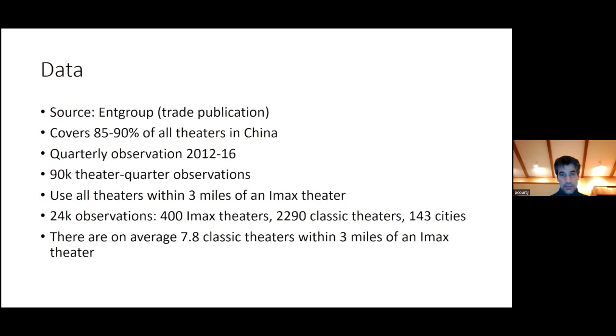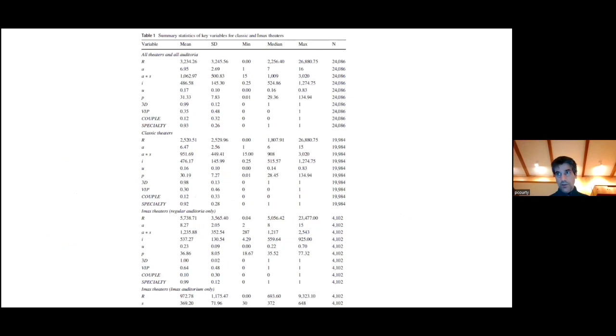So we're going to have 400 IMAX theaters, 2,000 classic theaters, and the number of IMAX theaters and classic theaters varies, and there's also variation across local markets, and that's what we use to back up this revenue function, the R function. Here I'm going to skip the descriptive statistics for the sake of time, but you see that basically the average theater has about seven theaters, 1,000 seats, projects 486 movies, I think per week, and has about 17% capacity utilization rate. So it's 17%, it's the average, and that's the price in yuan.